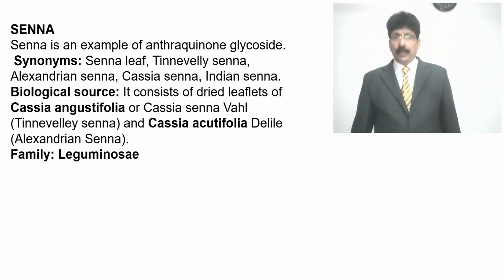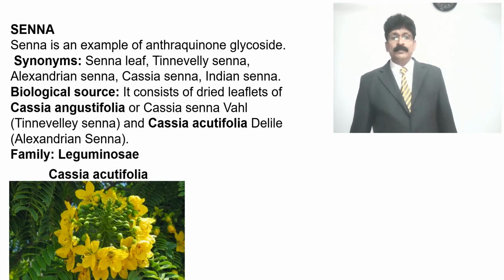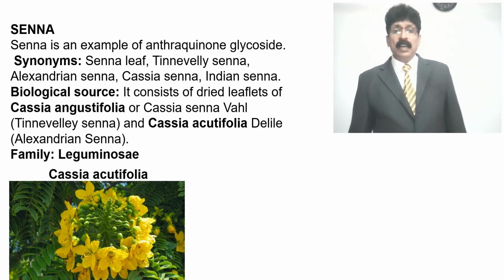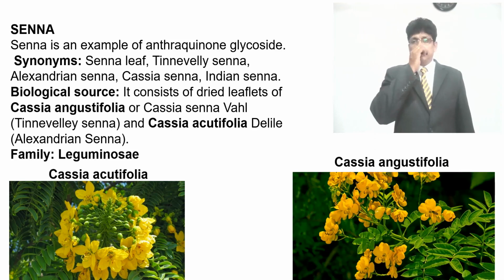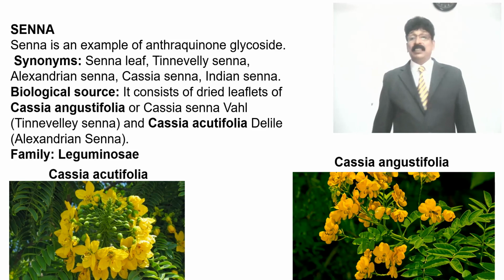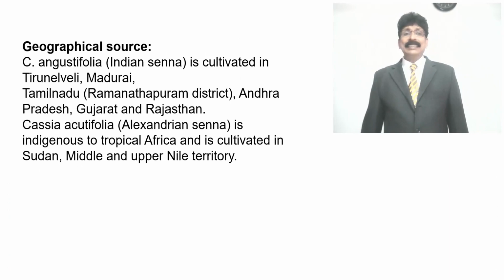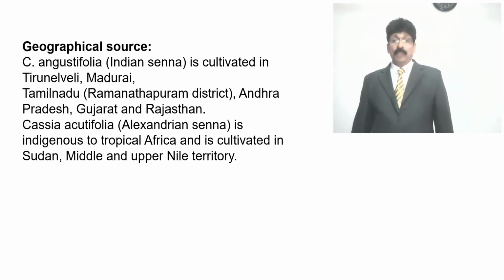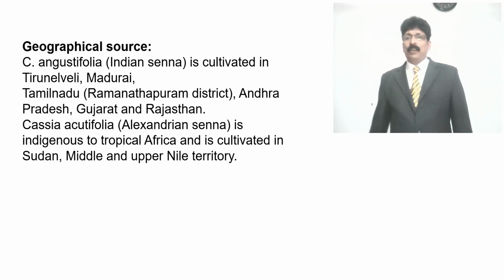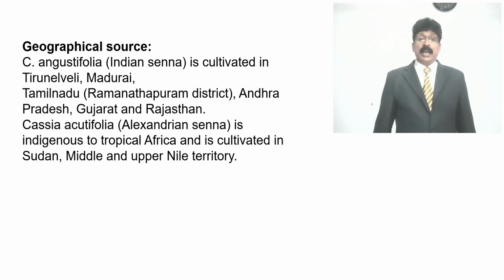Family Leguminosae. This is the picture of Cassia acutifolia, Alexandrian Senna. This is Cassia angustifolia, Tirunelveli Senna. The leaf and flower pictures, which we might have seen, of Cassia angustifolia are very common in our places. Cassia angustifolia, Indian Senna, is cultivated in Tirunelveli, Madurai. Geographical source: it is a very common plant in our place. Tamil Nadu, Ramanathapuram district, Andhra Pradesh, Gujarat and Rajasthan.